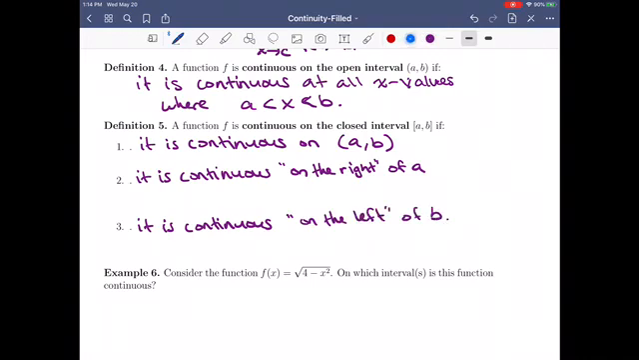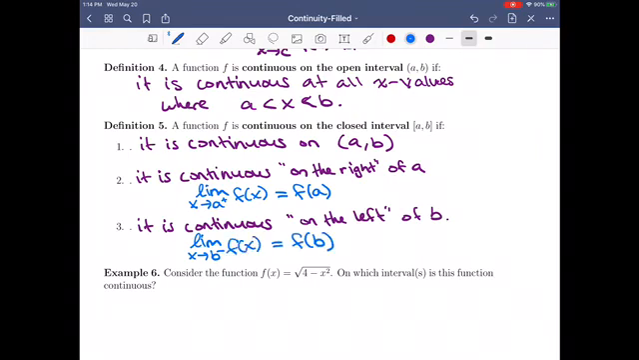So what that means, from the right, I want the limit as I approach a from the right of my function. I want the point to be in the right place, so I want that to equal f of a. And as I go from the left of b, I need the limit to equal f of b.